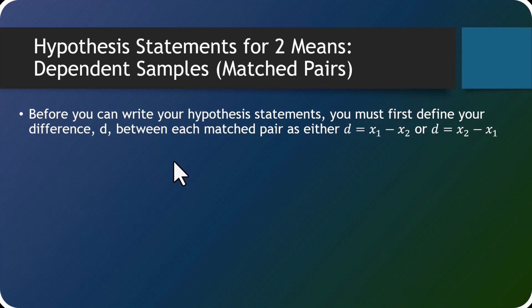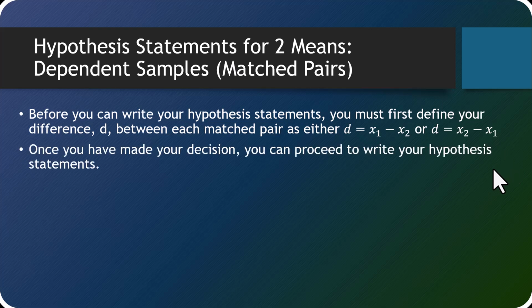All right, so let's sum up what we've learned so far. Before we can write any of our hypothesis statements, we have to define the difference d between each matched pair. So it's either going to be x1 minus x2 or x2 minus x1. Again, it doesn't matter which one you choose as long as you are consistent. Once you've made your decision, then you can proceed to write your hypothesis statements.